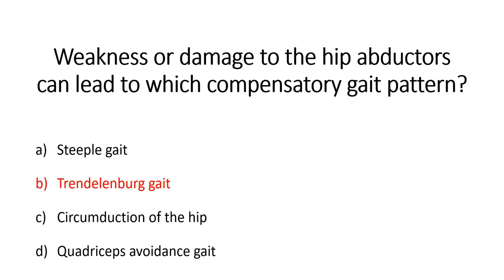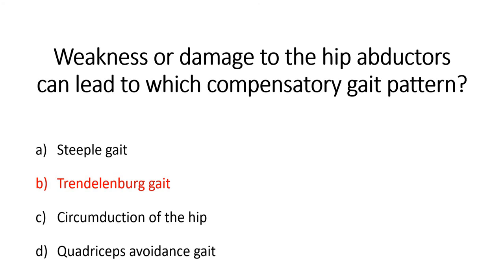Weakness or damage to the hip abductors results in Trendelenburg gait as a compensatory gait pattern. Steeple gait is something we tend to see if there is an issue with the ankle flexors, so the dorsiflexors, so the foot is in a position of plantar flexion during the swing phase, just hanging down. Therefore, steeple gait is where we see excessive hip flexion.